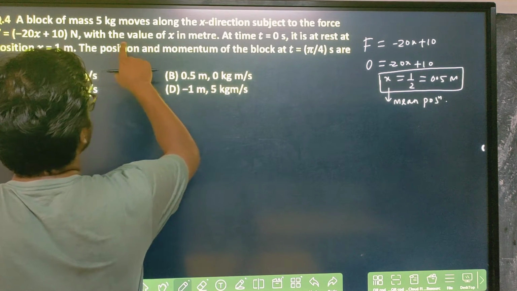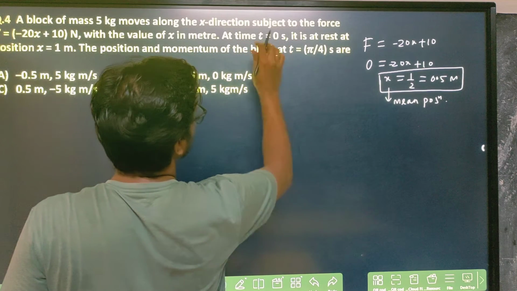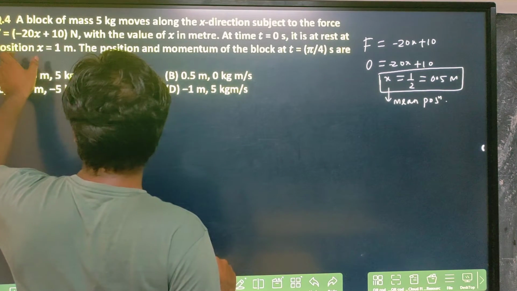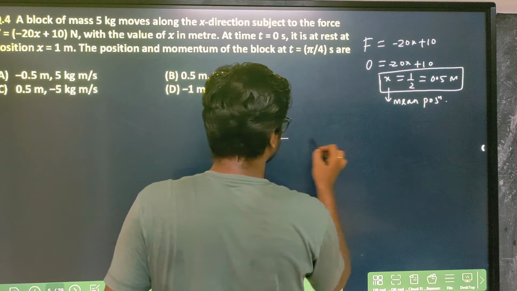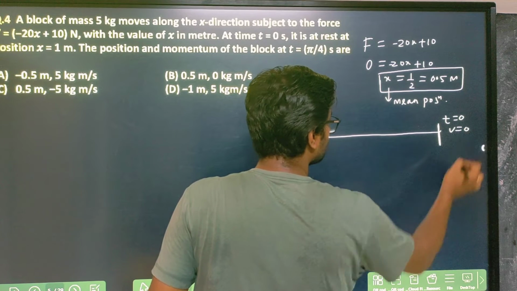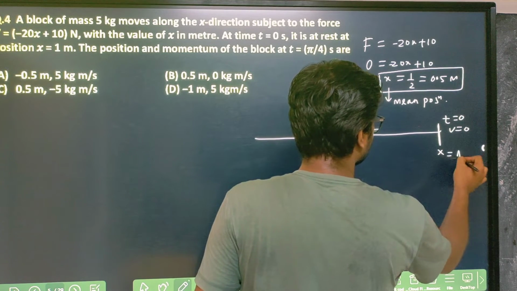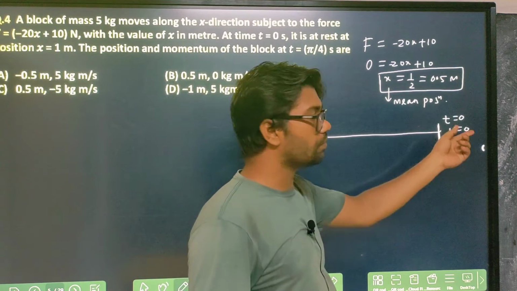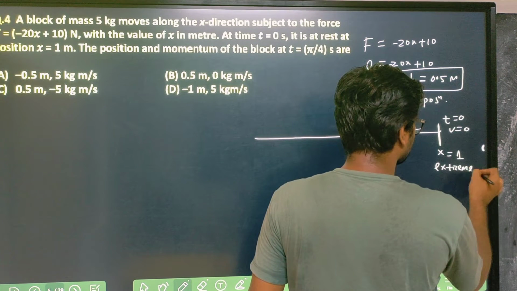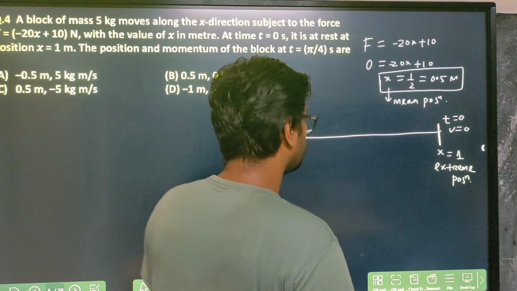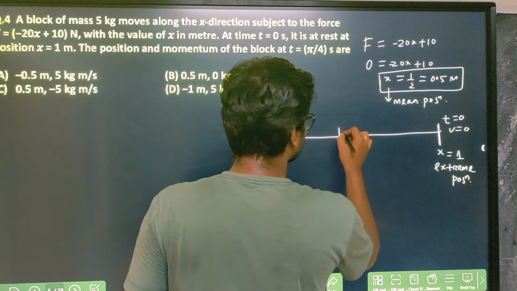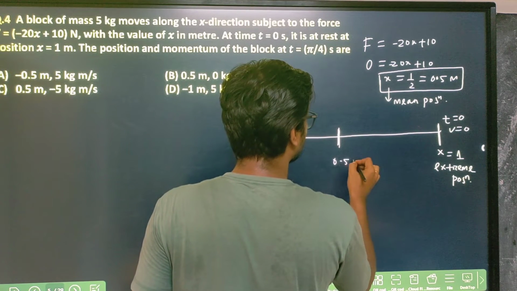Now they are giving the value of x in meters, right? So at t equal to 0 it is at rest, and the position is x equal to 1. So I am taking this as t equal to 0, let's say. Here v equals 0 and x equals basically 1. Got it? So v equal to 0 means what? This is the extreme position, right? So this is your extreme position. Now you have also got the mean position. This is your mean position, which is 0.5 meter.